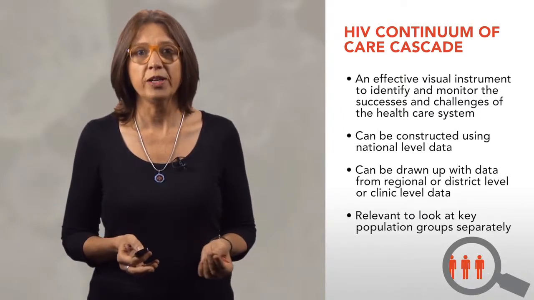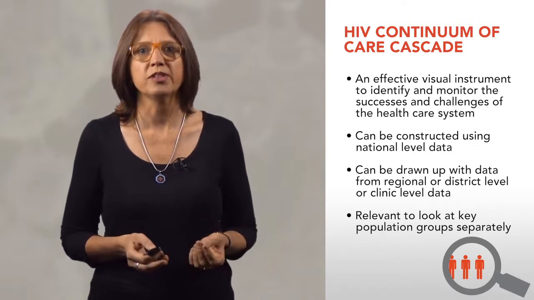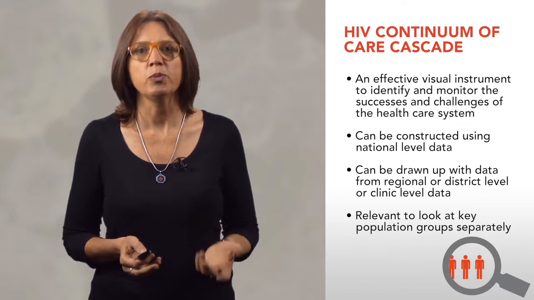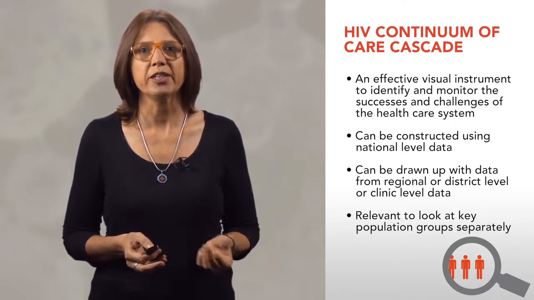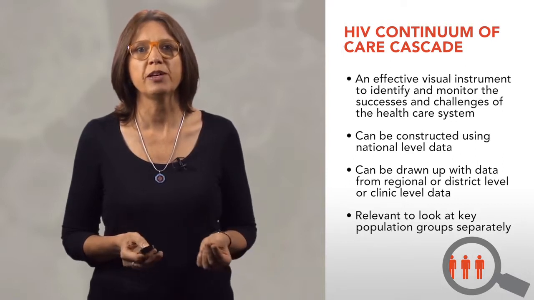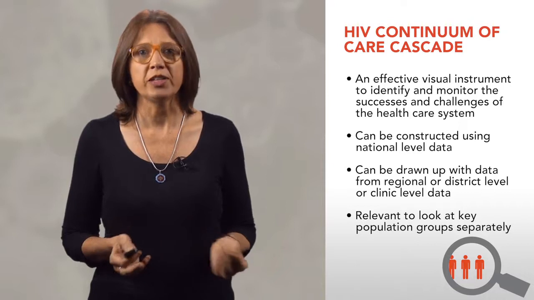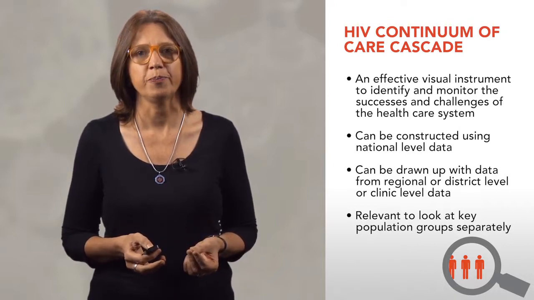It is also very relevant to look at key population groups separately, such as, for example, men who have sex with men, women and girls, or migrant populations. By looking at these separately, we can see where gaps of the continuum of care and programs may fail, and how to better engage and retain these key populations living with HIV.